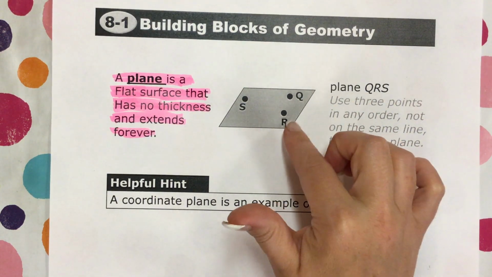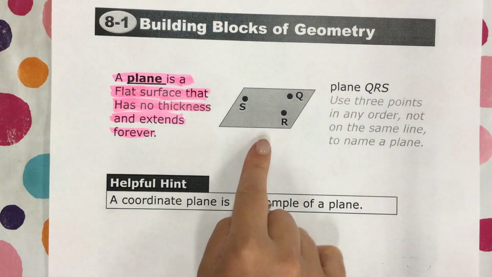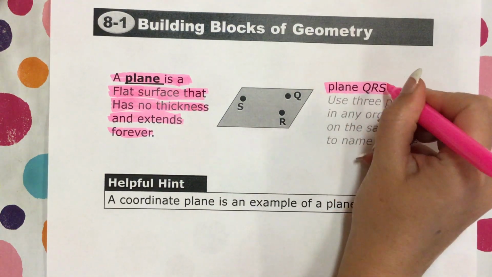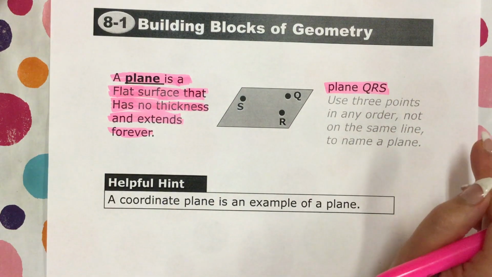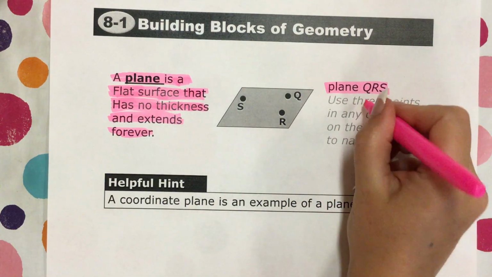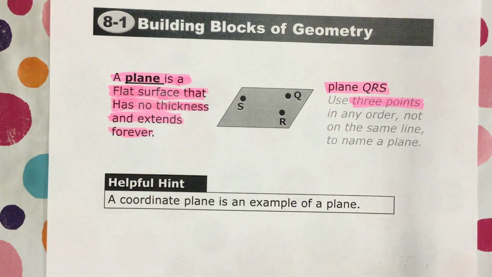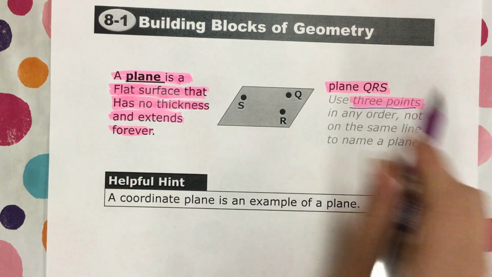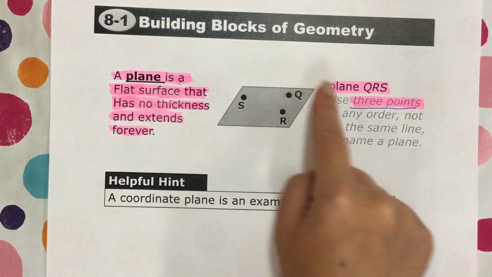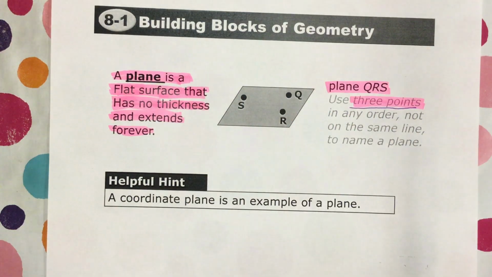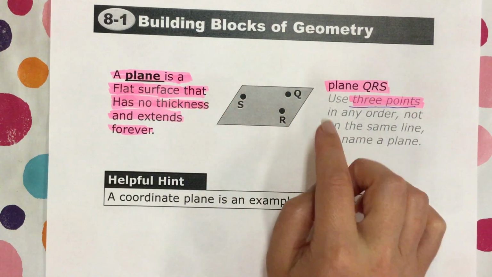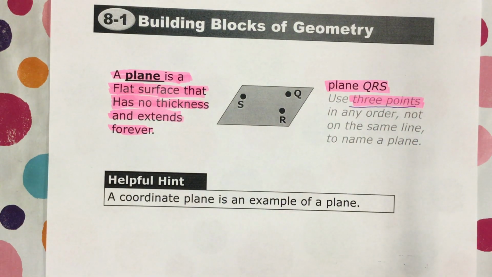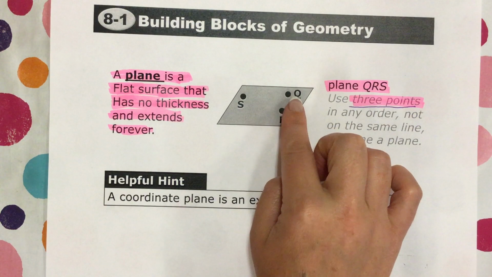Now, sometimes in planes, you will have points within planes. To put a label on this plane, we would call it plane QRS. Whenever you're labeling a plane, you use three points. That's very, very important: you use three points in any order, not on the same line, to name a plane. Notice how you can't draw a straight line through all three of these points. You could draw a line through two of them and that's fine, but you have to have three points where you can't draw a line through all three of them to label a plane. So this is plane QRS.